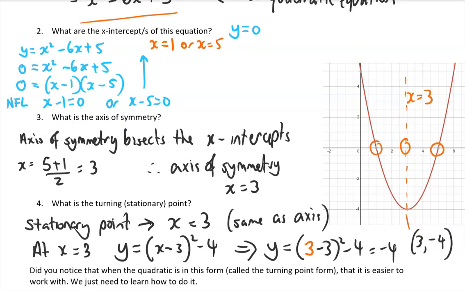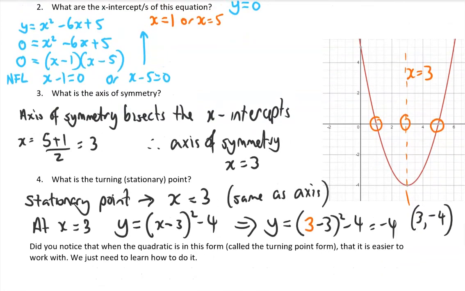Okay, so hopefully you've had a go at those now and you can see the solutions in front of you. To remind you, the axis of symmetry is exactly bisecting the x-intercepts, so exactly halfway between them. So if our x-intercepts are at 1 and 5, then halfway between 1 and 5 is 3. So our axis of symmetry is at the equation x equals 3. It's important that you write x equals 3 because it's an equation.